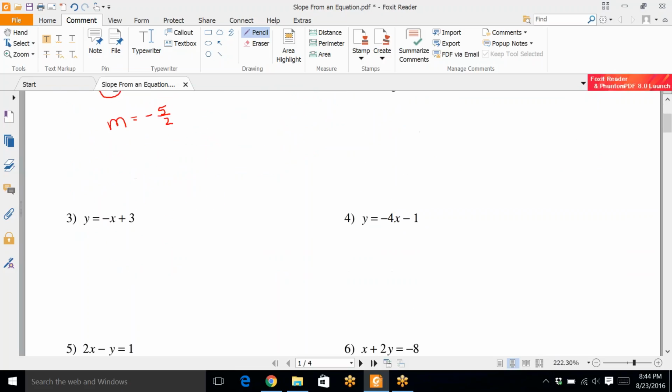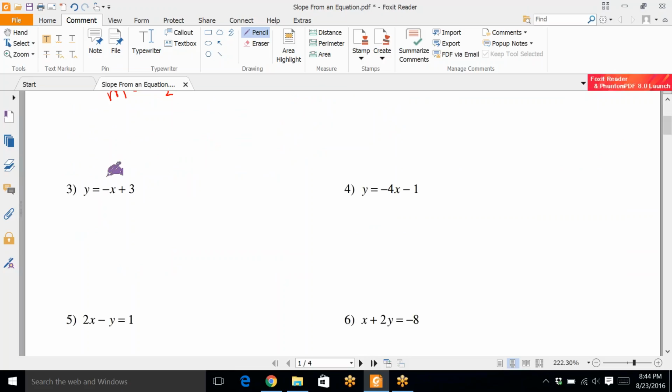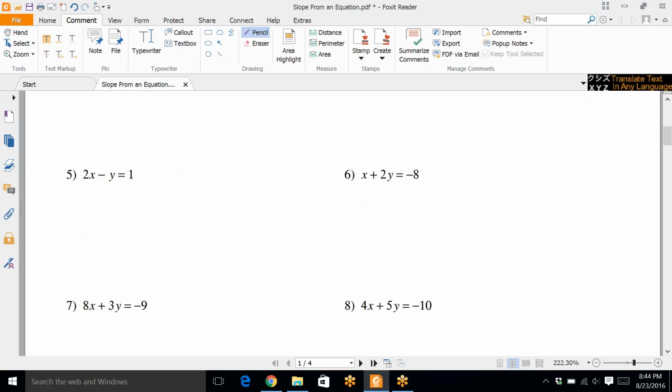So let's look at one that's maybe not as obvious. This one, of course, if you see something like this, understand that there's a 1 there, so this would have a slope of -1. But let's look at number 5. Number 5 does not have the y equals mx plus b format. So one way we can get it in that format is to ask, how do you get y by itself? Well, we want to get this 2x onto a different side.